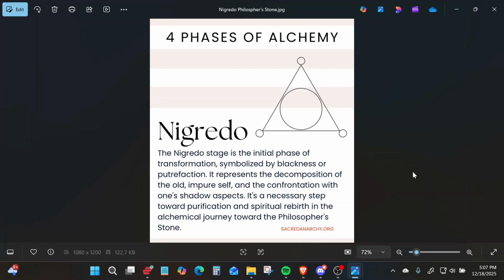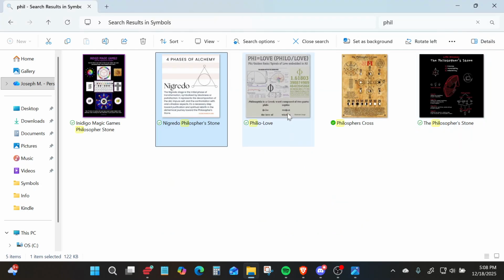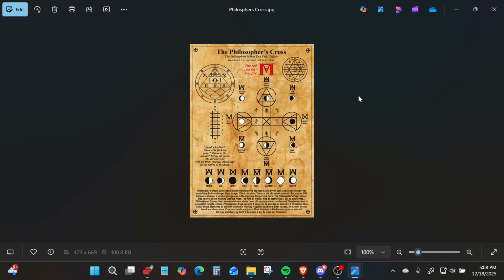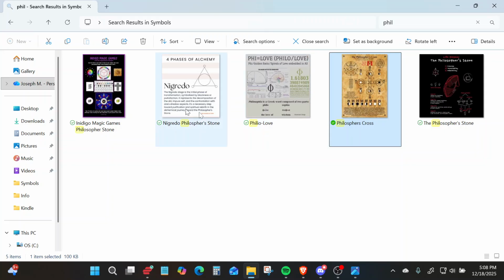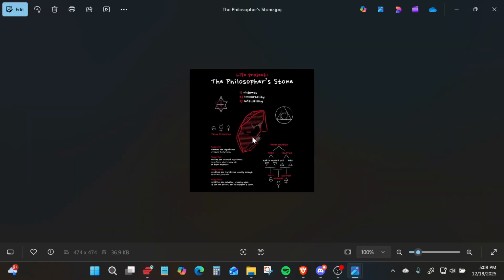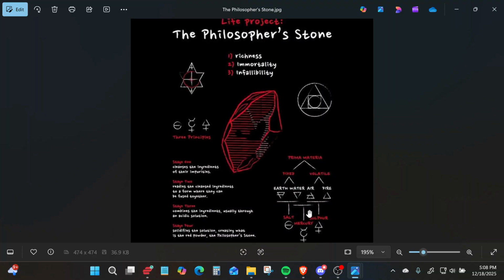The fourth phase is the Nigredo. That's why I always go back to four and four components, etc. Where was the, oh, here it is. Philosopher's Stone. Right. Oh no, sorry, that's the cross. I mean, that's the philosopher's stone as well, or it is the symbol of the magnum opus. See, it's still the same thing here.